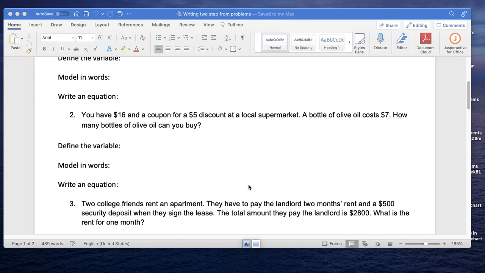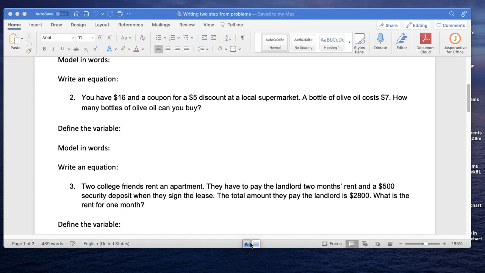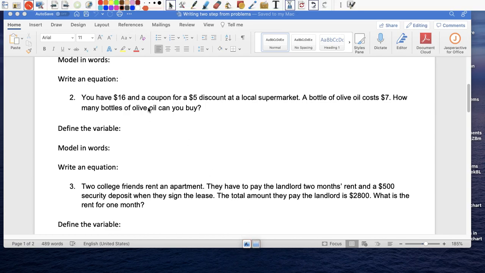And then again, it's repetitive again and again. So you have $16. You have a coupon of $5 discount. A bottle of olive oil costs $7. How many bottles of olive oil can you buy? So that's our variable. The thing I want to know is how many bottles. And I know that each bottle is $7.